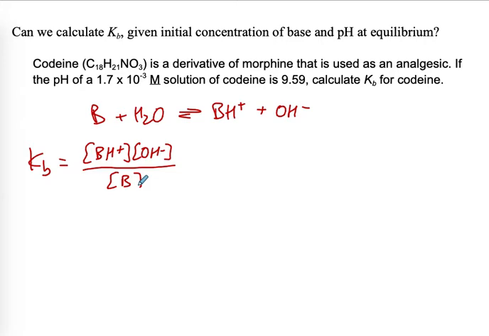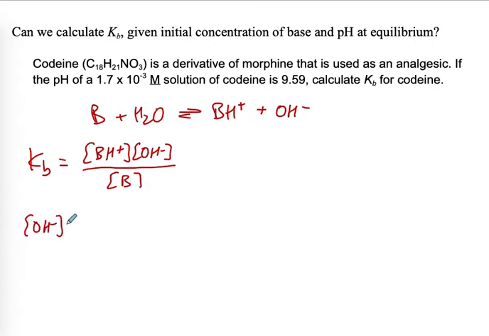This is the type of problem where you are given an initial concentration, you are given some information about what's present at equilibrium, and you are using that to calculate all of the equilibrium concentrations, and from that, Kb. What information are we given about the equilibrium position? We are given the pH, which lets us calculate the hydroxide ion concentration.